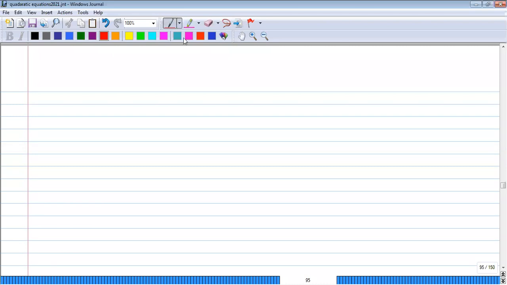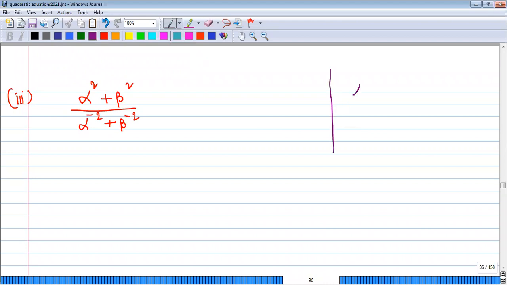Third. What is the third problem? Leftover problem. That is alpha square plus beta square upon alpha power minus 2 plus beta power minus 2. It's very interesting. See, this alpha to the power of negative n, we can write 1 by alpha to the power of n. Am I correct? Even beta to the power of negative n is 1 upon beta to the power of n. Okay, let me wait. After completion of this, I will show the previous page also.